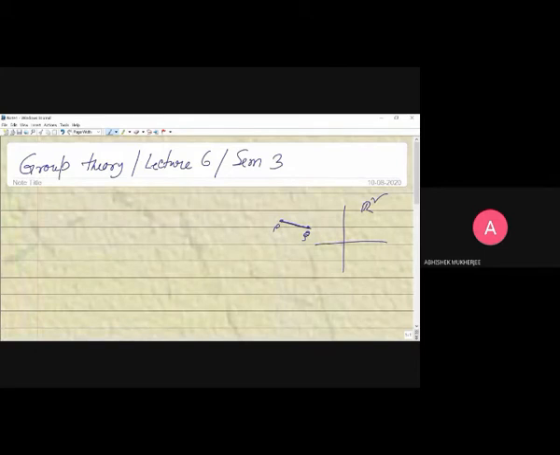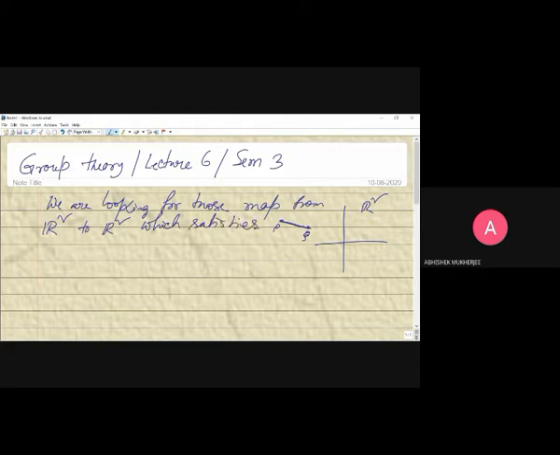Okay. So we are considering those maps, so we are looking for those maps from R2 to R2 which satisfy the distance preserving property. What does it mean?